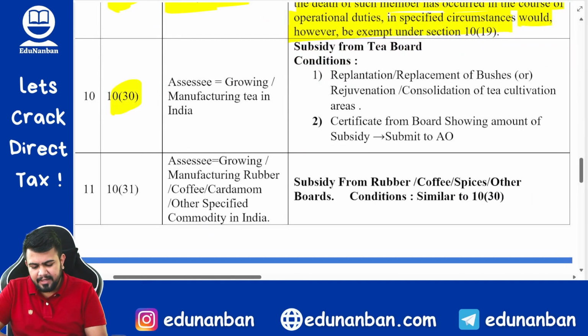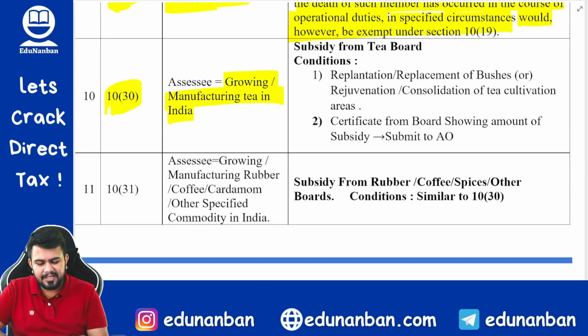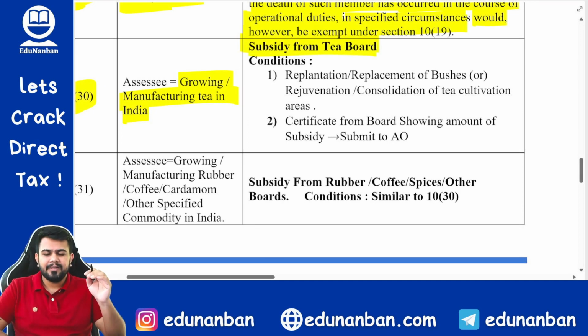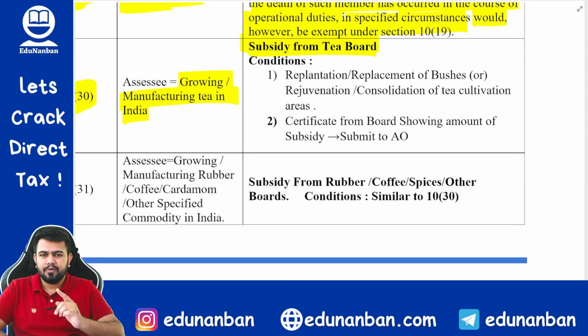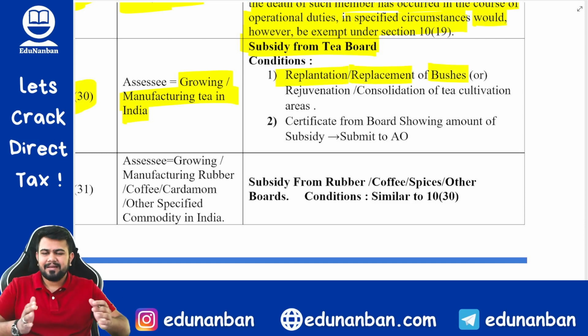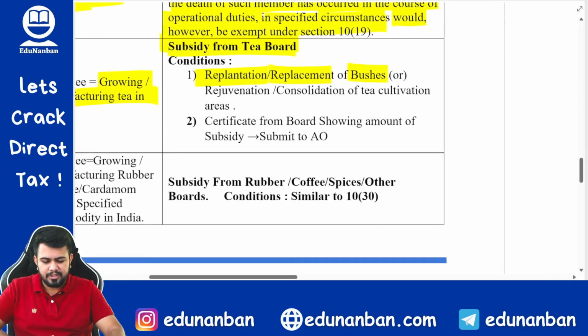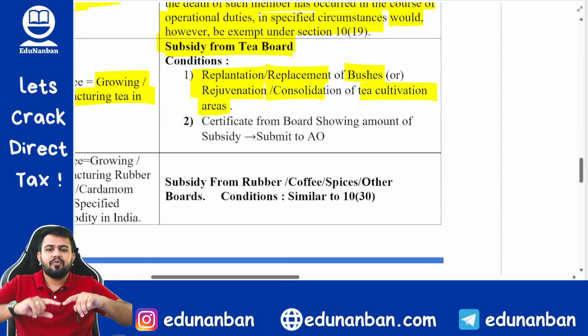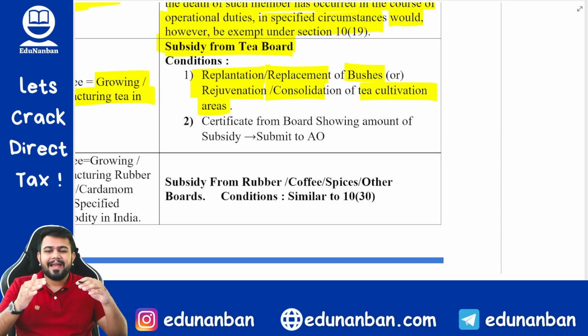Next, section 10 clause 30. If the assessee is involved in growing or manufacturing tea in India, then if they get a subsidy from the tea board, then that is completely exempt. But however, there are conditions. What is the condition? The condition is that the subsidy received from the tea board should be for replantation or replacement of bushes. Tea bushes are there, no? Either they should replant the bushes or they should replace the bushes, or rejuvenation or consolidation of tea cultivation areas. So whatever tea cultivation area is there, they have to rejuvenate.